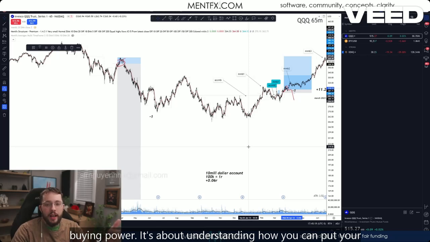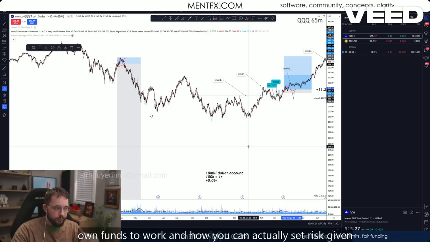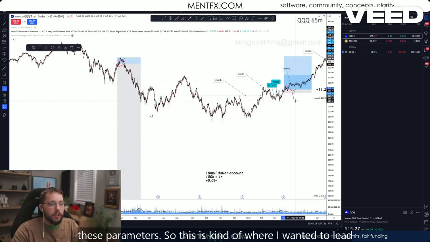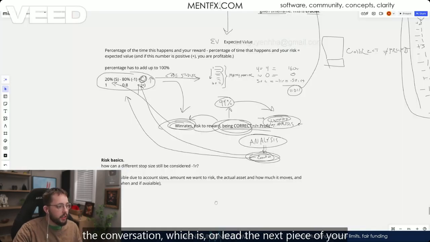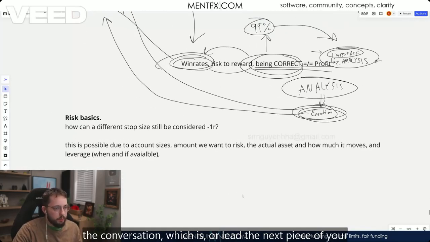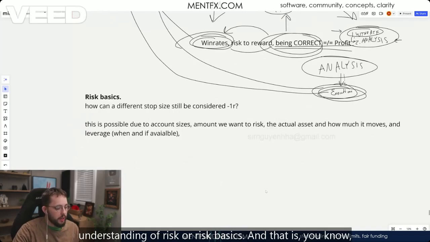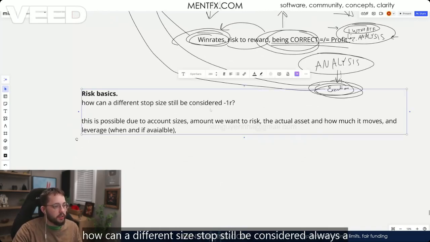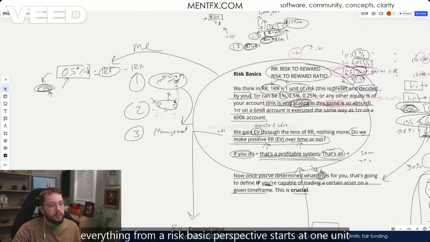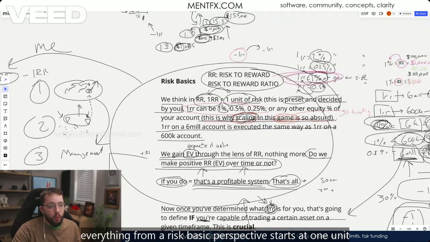It's because of leverage and buying power. It's about understanding how you can put your own funds to work and how you can actually set risk given these parameters. So this is where I wanted to lead the next piece of your understanding of risk basics. And that is, how can a different size stop still be considered always a -1 R? Because you guys already understand that everything from a risk basic perspective starts at 1 unit of risk, right?